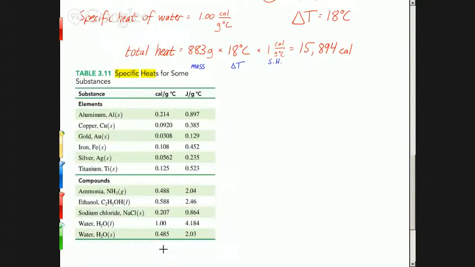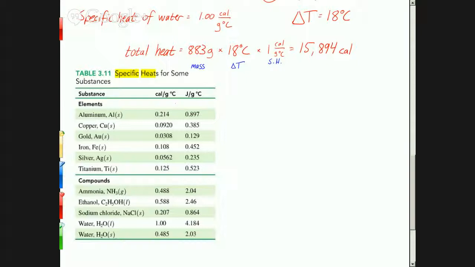Well, that's an issue of the specific heat. So aluminum has just a fraction of the specific heat of water. A fifth of the specific heat of water. And that means it takes a lot less energy to heat that aluminum up than it does to heat that water up to the same temperature.